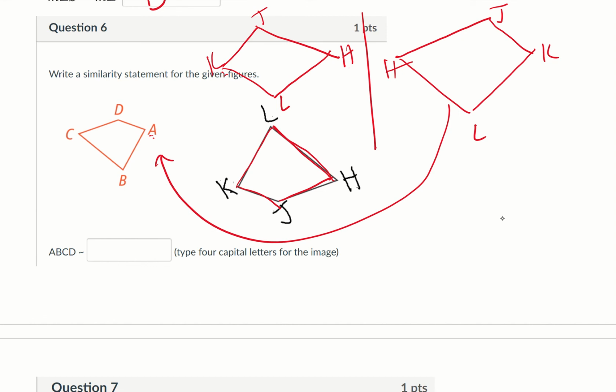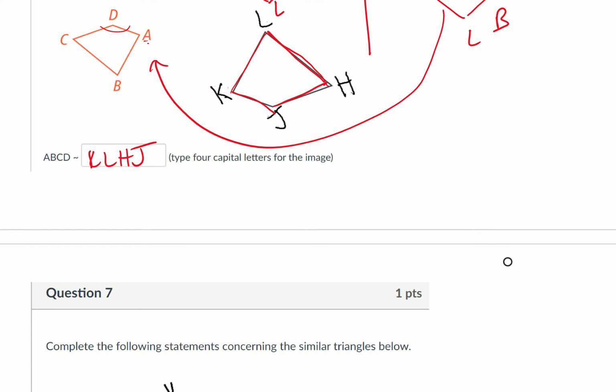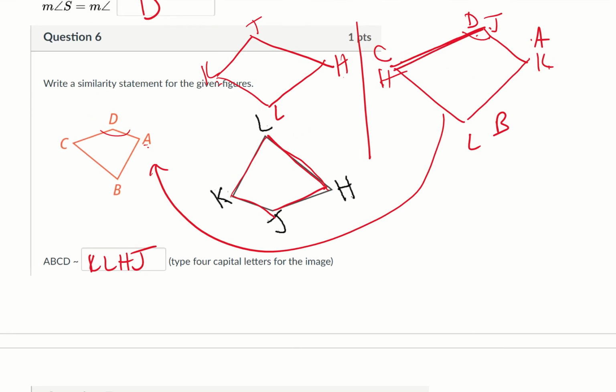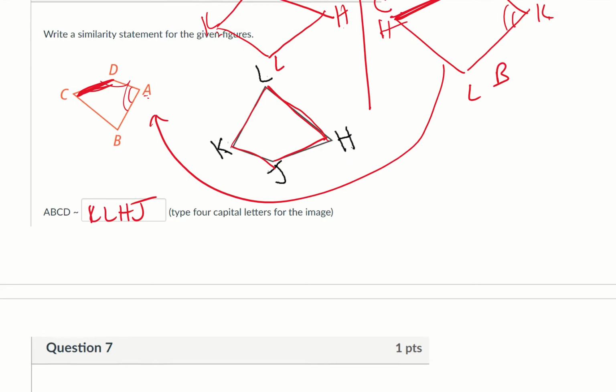You can tell, C has to do with H, D has to do with J, A has to do with K, and L has to do with B. So you can see that A, B, C, D in here corresponds to K, L, H, J. And that is the similarity statement. Those line up. Those are the same measures. The angles line up to be the same, and that's your similarity statement. Okay, so remember for the similarity statement, the sides don't have to be the same length. They just have to be proportional to each other, but the angles have to be the same. So this angle has to be the same as that angle, and so on.